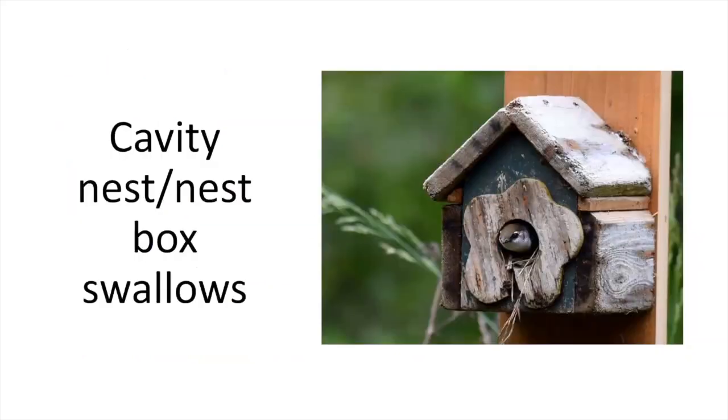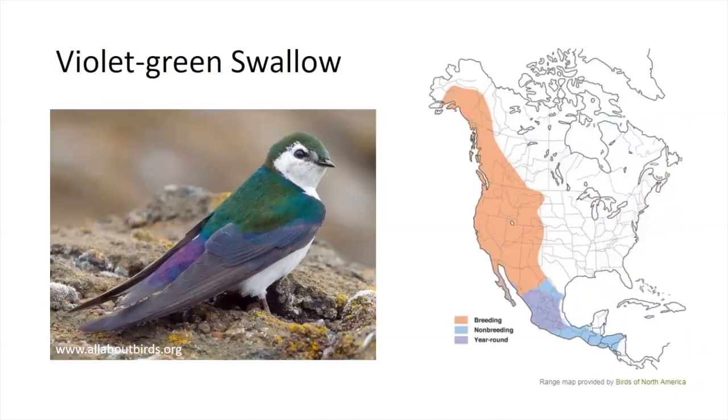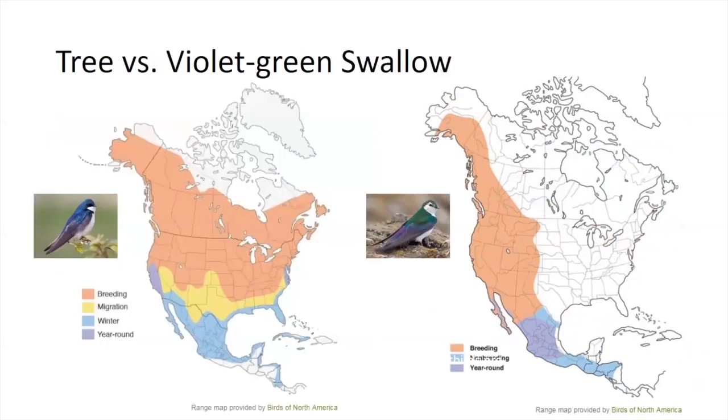Next are the cavity nesters, which are easier because you can put the cavity wherever you want it. The first one is the tree swallow, who's distributed throughout the northern part of the country. They have a blue top and a white belly. Next is violet green, which looks pretty similar, except they're only on the western part of the country. They have this green-purple fade on top rather than being pure blue, and also have that white belly.